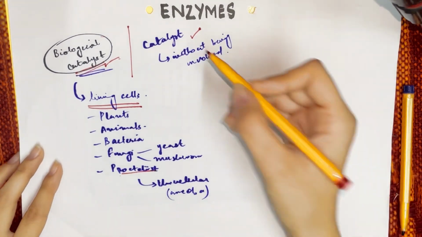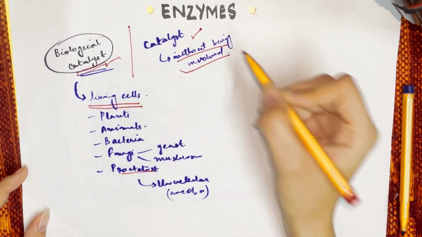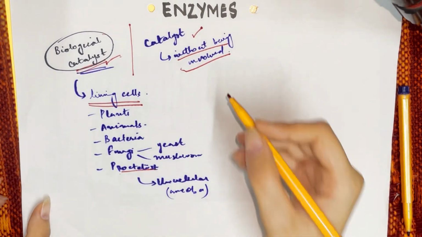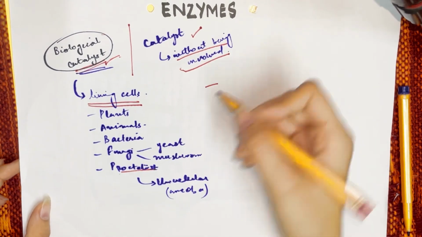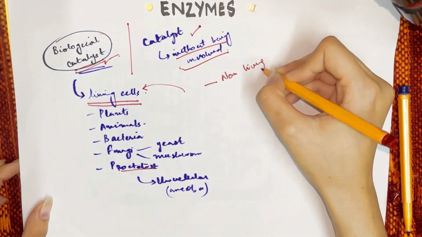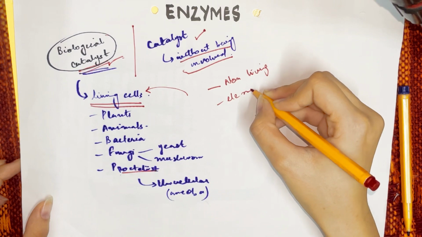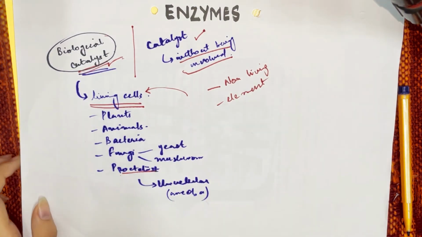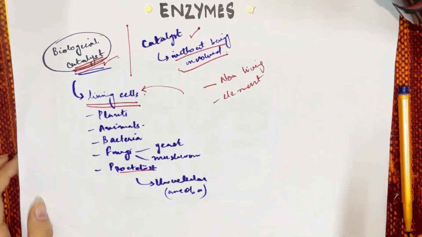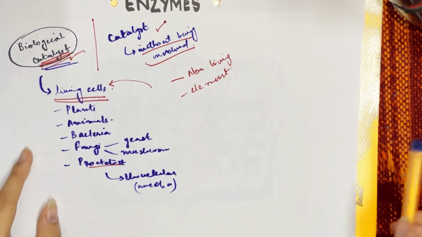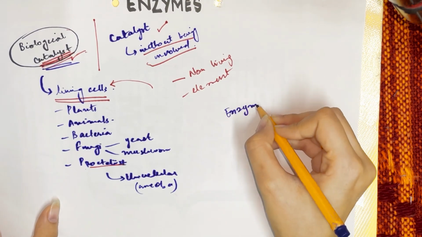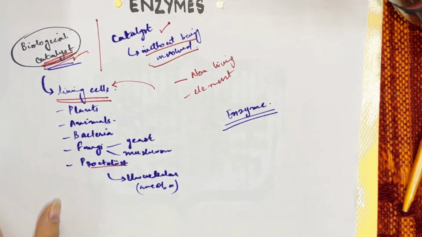Whereas a catalyst can be anything that can speed up a chemical reaction without being involved in it. It is not necessarily required that it should be in a living cell. It can be in a non-living cell or any element or any compound. So we will be talking more about the biological catalyst, that is, how the enzyme basically works very best.